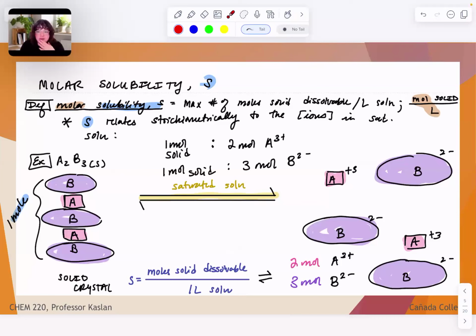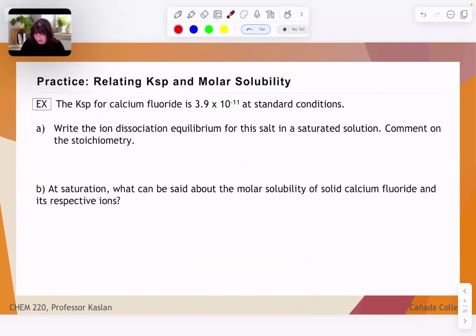So let's maybe do an example where we look at the relationship between equilibrium and molar solubility, and the stoichiometry between your solid and your ions in an actual example. Let's leave this general A2B3 crystal and look at something a little bit more realistic. Let's look at an actual crystal. So practice relating the equilibrium constant, or our solubility product, for an ion dissociating and molar solubility S.